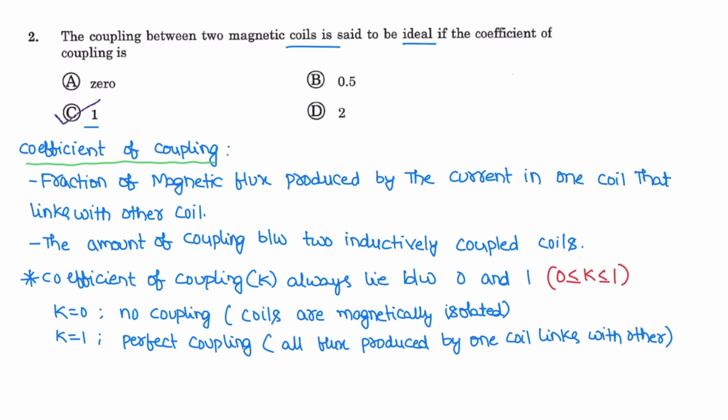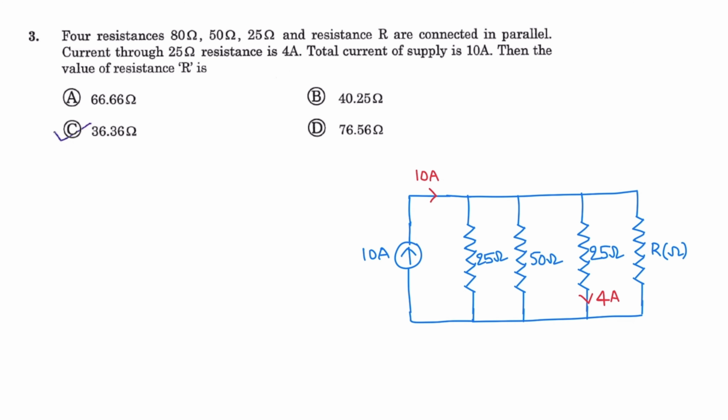Next question. Four resistances 80 ohm, 50 ohm, 25 ohm and resistance R are connected in parallel. The current through the 25 ohm resistor is 4 ampere. The total supply current is 10 ampere. Then what is the value of resistance R? As per the question, the circuit diagram is drawn like this.